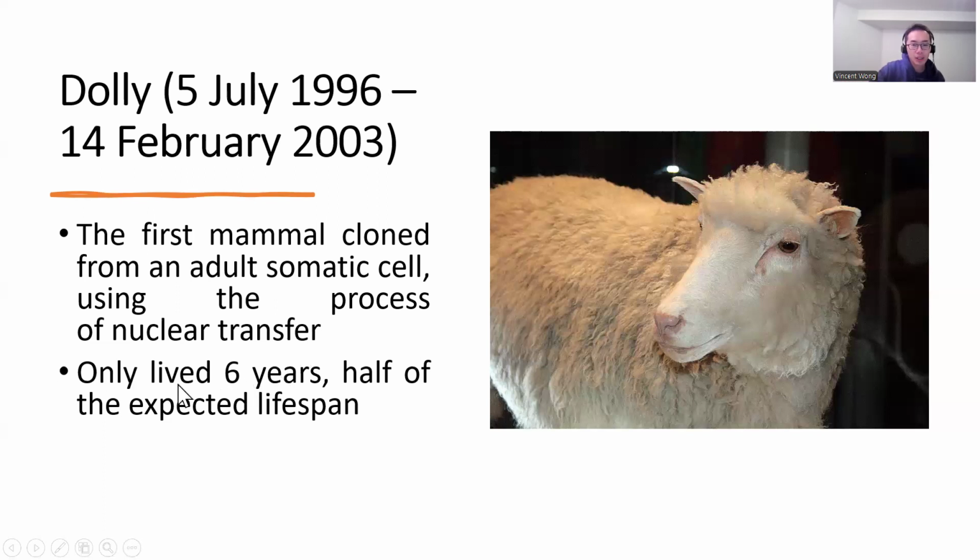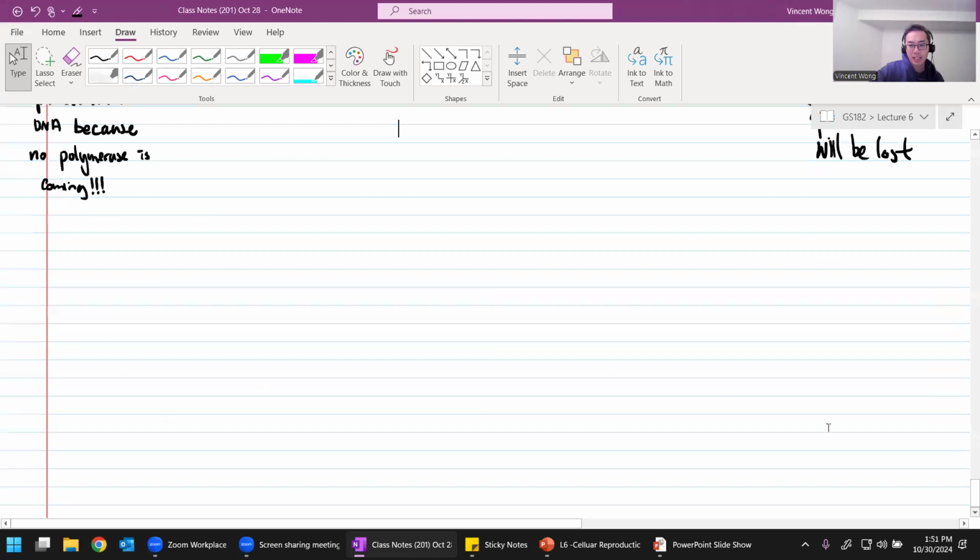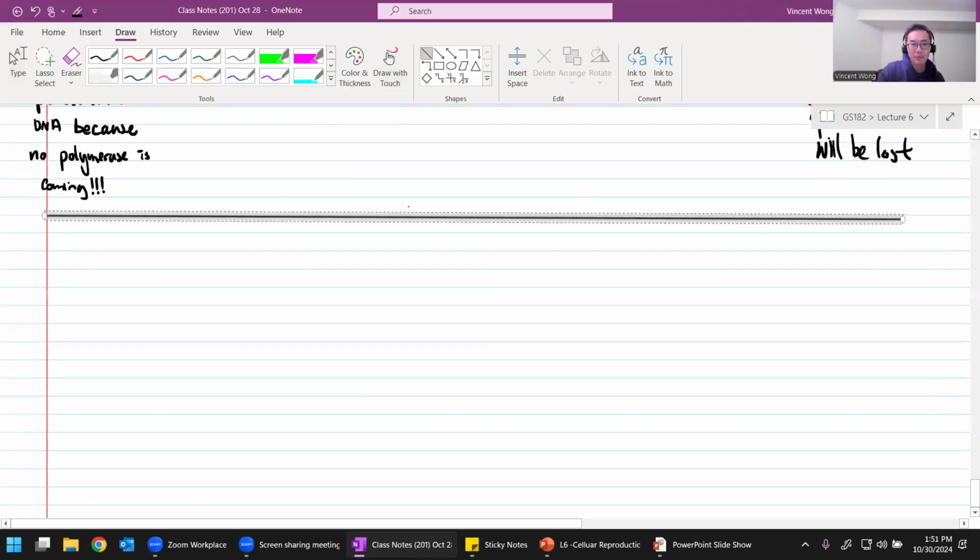Dolly the sheep only lived for 6 years, which is half of the expected lifespan. Now, this was not because there was some technical error in the procedure, or because they made some kind of mistake that caused it to become sick. It's actually related to what we are learning. So let's take a look at Dolly. I hope this is going to make it interesting and relevant.